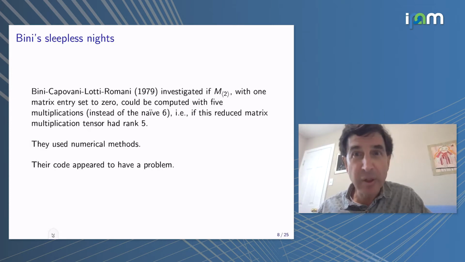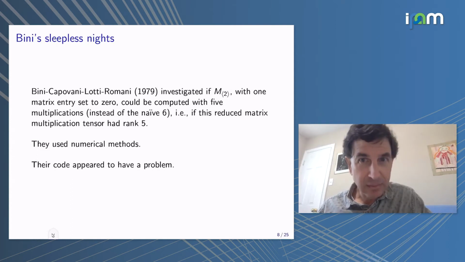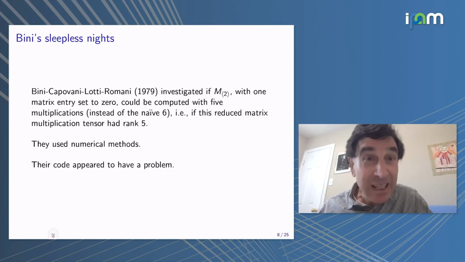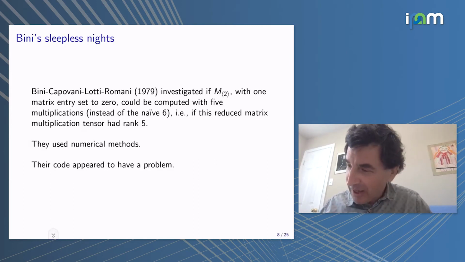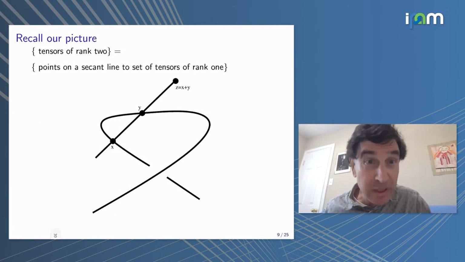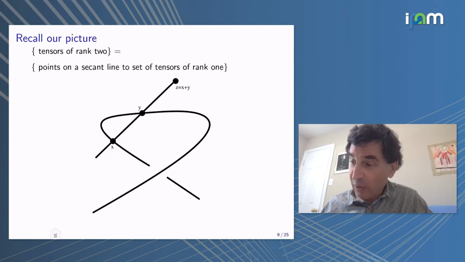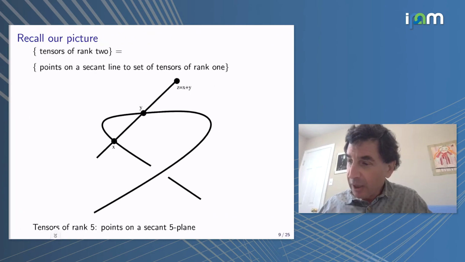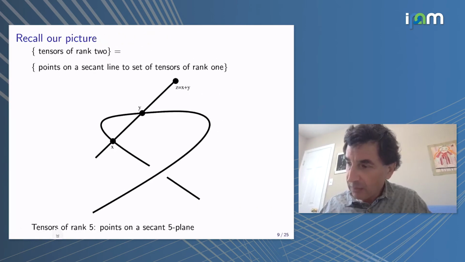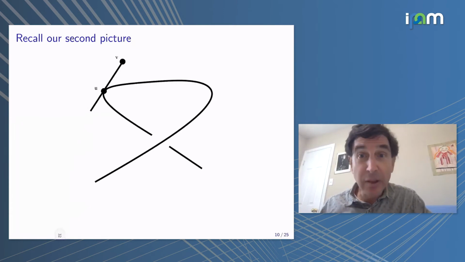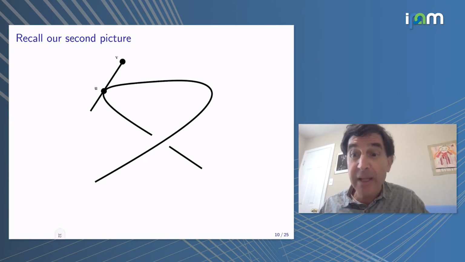Giorgio, you can call on someone. Giorgio wants... I don't know if he wants to answer or ask, but... No, I was just saying there's nothing wrong with the code, right? Because you taught us about this border rank thing. Exactly. There was nothing wrong with the code. And I'll just remind everyone why. If you take a limit of tensors of rank 2, points on a secant line, you end up on a tangent line. And you will not be in the span of 5 rank 1 tensors, you'll just be in the limit of such.